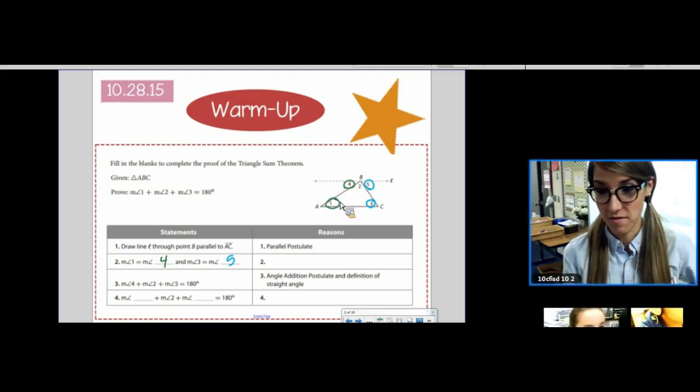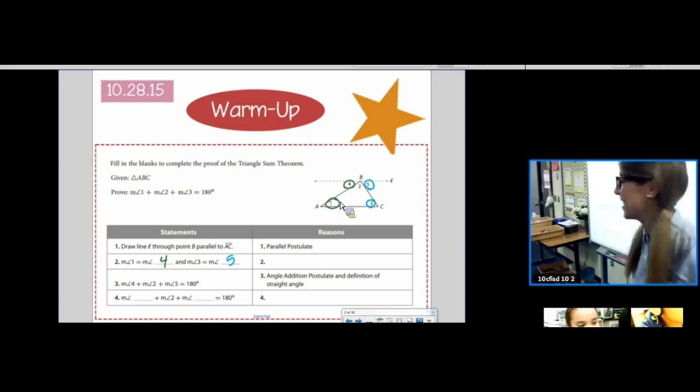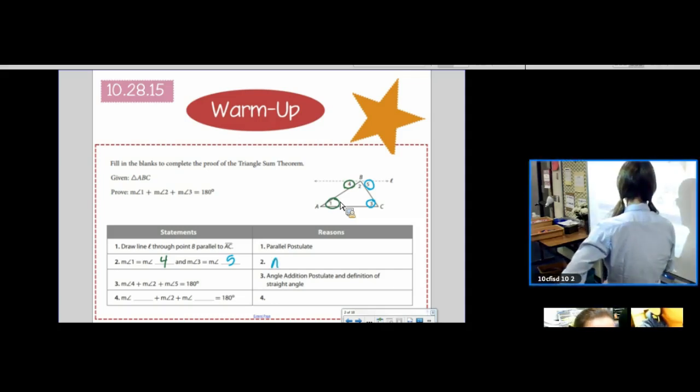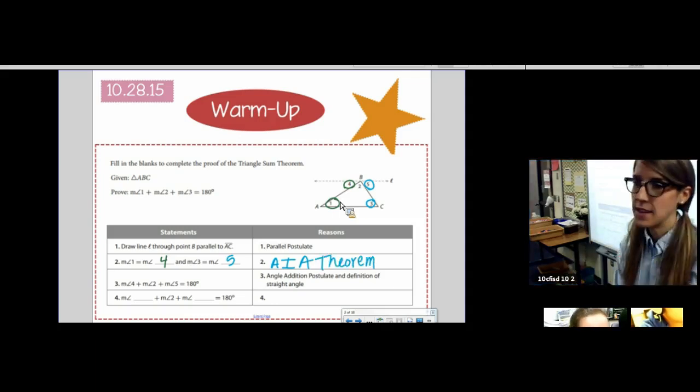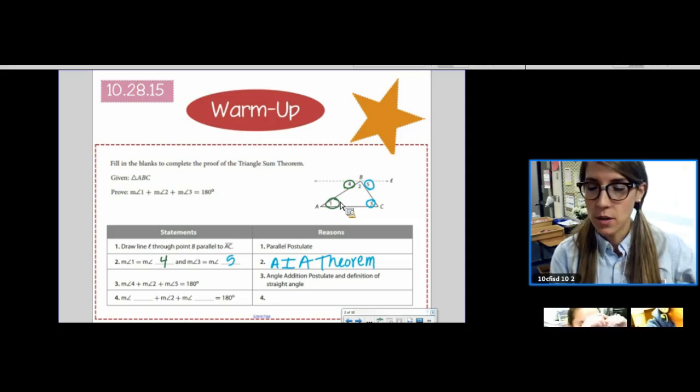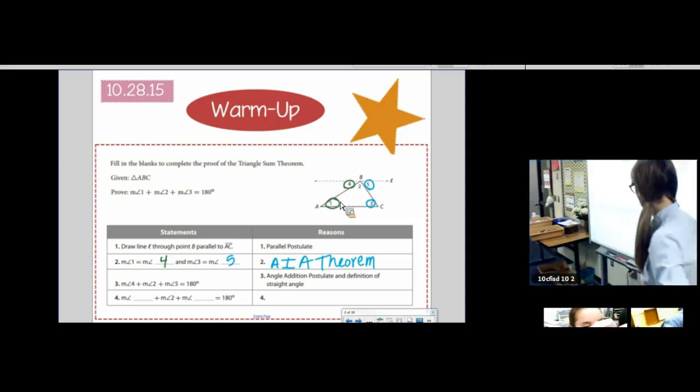This is the most important part. Yay! Good job! It is the alternate interior angle theorem. That is the reason we're allowed to say those are congruent. Okay, so now we've said that those are congruent.